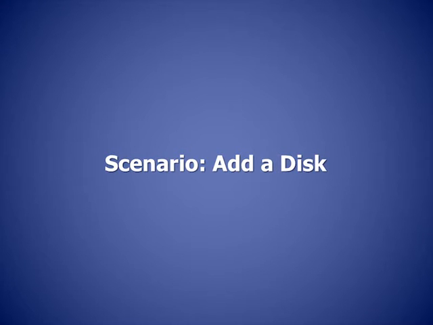And now for a real-world scenario. Good old Mary has filled up her hard disk, and now she can't save any new files, and she's getting all these errors about being out of disk space. So what we're going to do is add a hard disk to her computer, and then configure it with a new volume and a drive letter, and we'll format it so that she can save all her new files to that disk. So let's take a look at Mary's computer.